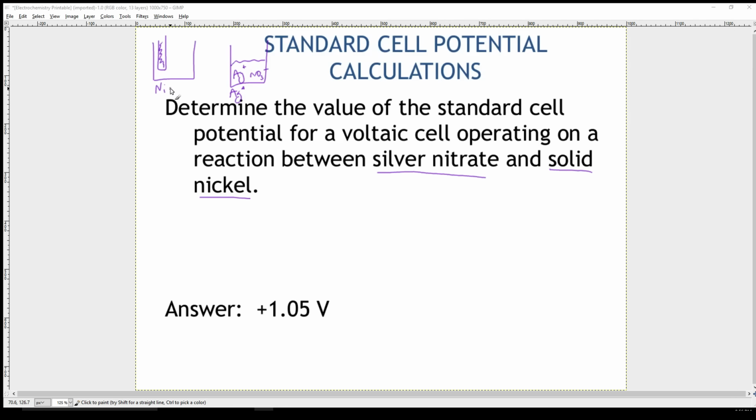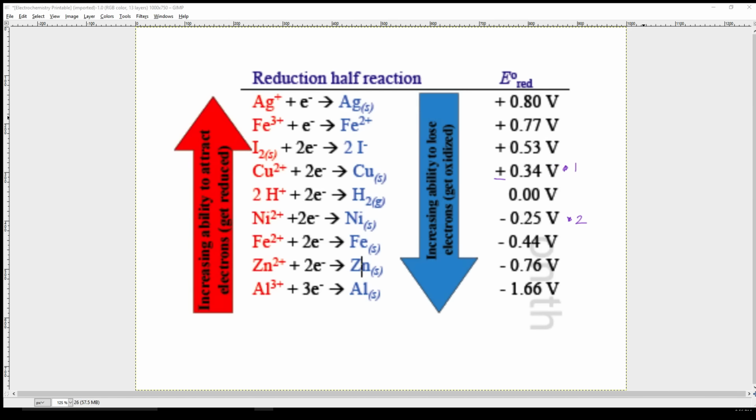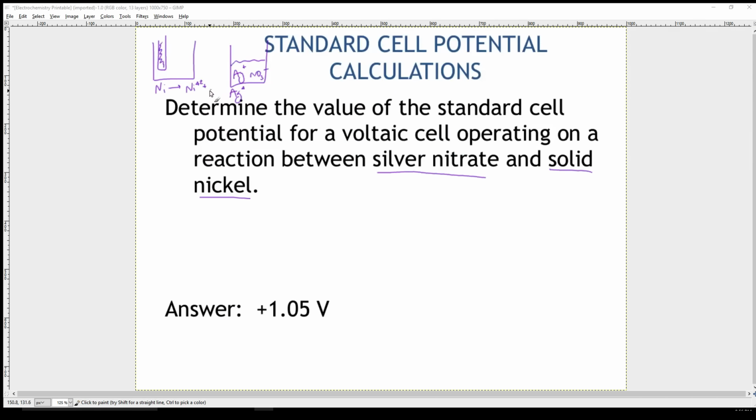So if I was going to write my half reactions, nickel is probably going to do what with electrons? Is it going to gain electrons and become a negative nickel ion, or will it lose electrons and become a positive nickel ion? It'll most likely lose electrons. I don't know how many electrons nickel usually loses, but regardless, it's probably going to lose them. I guess I could check. Here, let's go back. Nickel, 2 plus. And silver most likely will gain that electron, and it'll gather up as a solid silver over here.